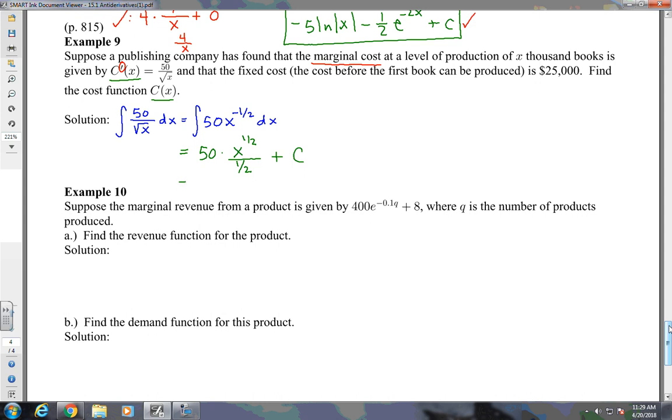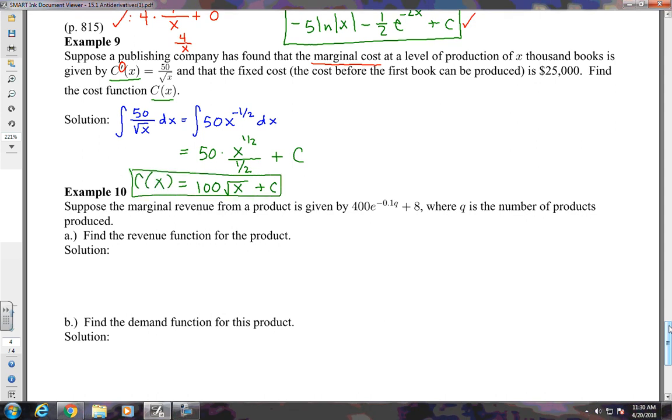Now let's simplify this. We have 50 divided by 1/2. 50 divided by 1/2 is the same thing as 50 times the reciprocal 2. So it gives me 100. And you can write it as x to the 1/2 if you want to, or you can go back to your square root notation. So this is my cost function.